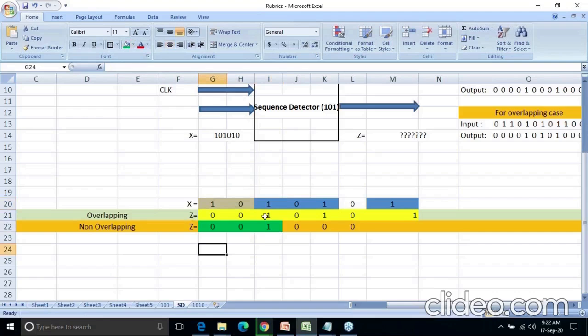Now in overlapping, what we did, this last bit is acting as a first bit, but in non-overlapping we can't do like that, so we need to start our next sequence from this. So now the first sequence we have taken like this, and the second sequence will start from this, because I am not considering my last bit as a first bit. Okay, and that's why this is my sequence, which is having 0. So my output will be 0 definitely. Okay, again after that it will be 1. Okay, my output will be 0 because the whole sequence I have not got.